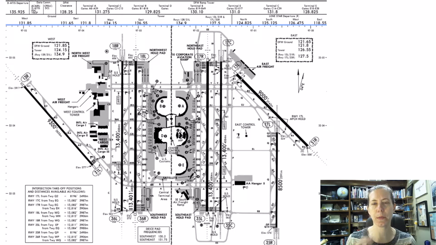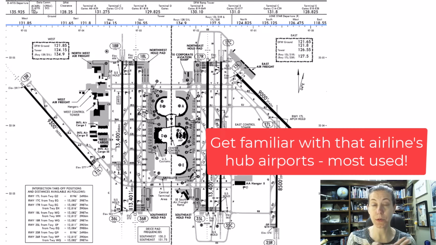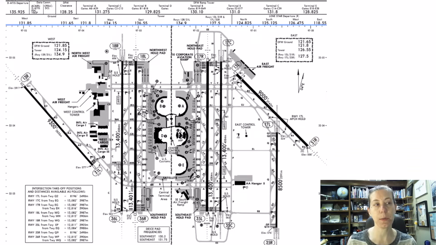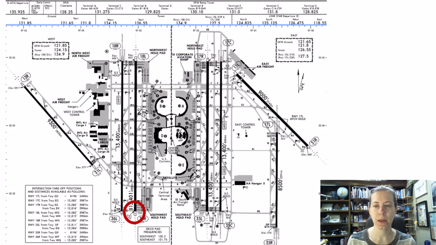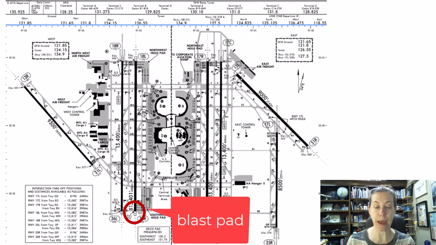So what I would recommend is looking at the specific regional that you're interviewing with and doing your research, looking at their main hub airports, because they might focus their questions on those type of airports. So here we have a picture of the DFW airport diagram. Let's just start with this. What is this? Well, that is the airport beacon, the little star with a circle. Okay. What is this down here? That is the blast pad down there at the end of the runway.